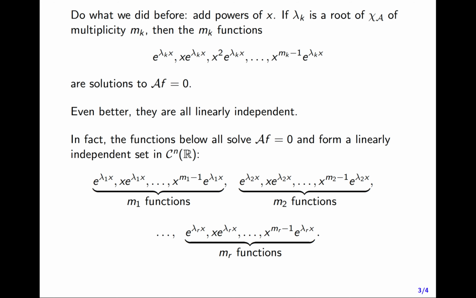And I keep doing this until I get up to lambda r, and then I'll have m r functions, e to the lambda r x, x e to the lambda r x, all the way up through x to the power m r minus 1 e to the lambda r x. And remember the property of the multiplicities, m 1 plus m 2 all the way up through m r is equal to n, so I have n functions here.